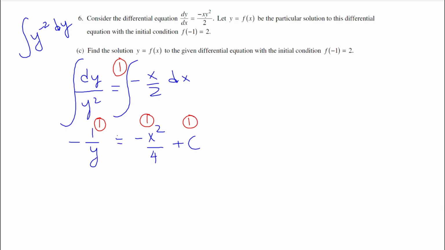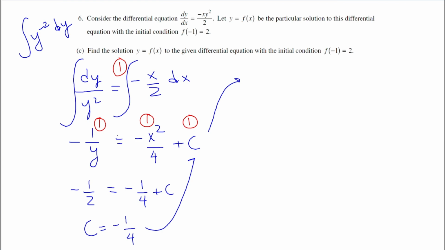So when x is negative 1, y is 2. So negative 1 over 2, because y is 2. And if x is negative 1, squared is 1. So we have negative 1 over 4 plus c. So just add your 1/4 over there, and you get c is negative 1/4. We'll plug that in, and what does that give us? Negative 1 over y equals negative x squared over 4 minus 1/4. And that's a 5th point here, just for getting that c and plugging it in.